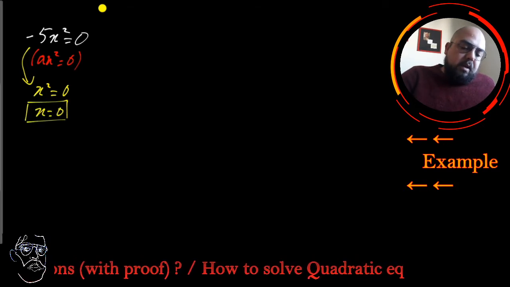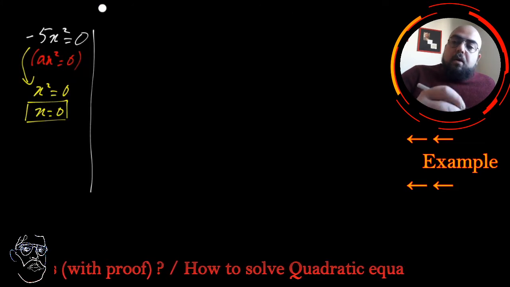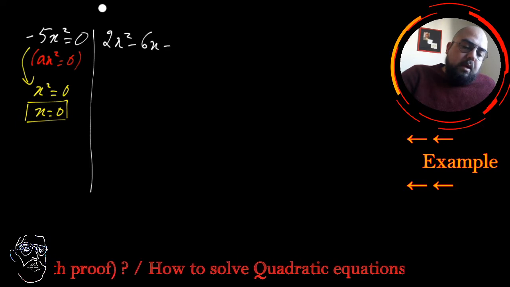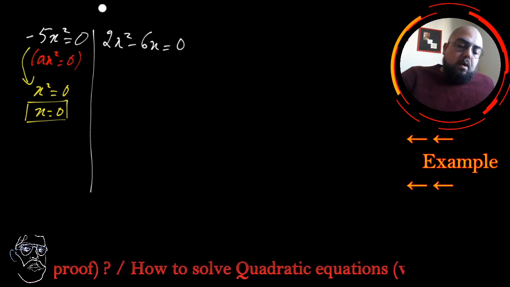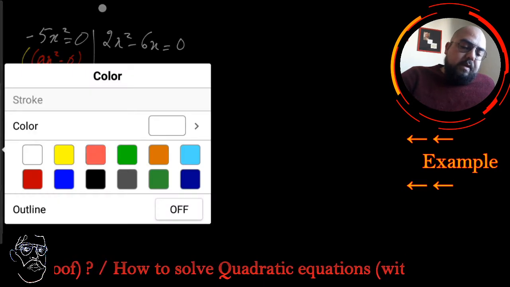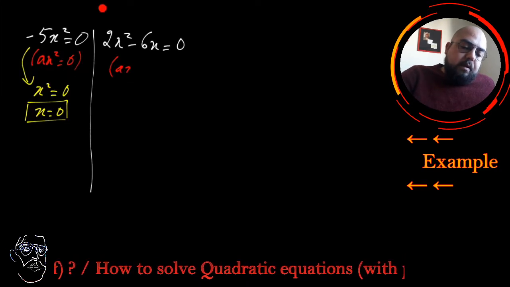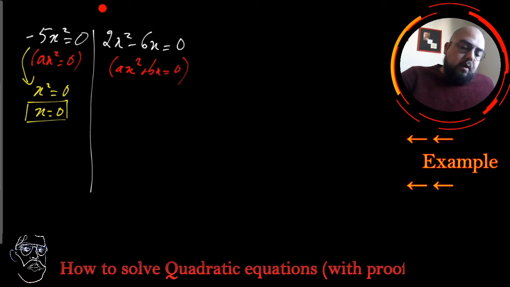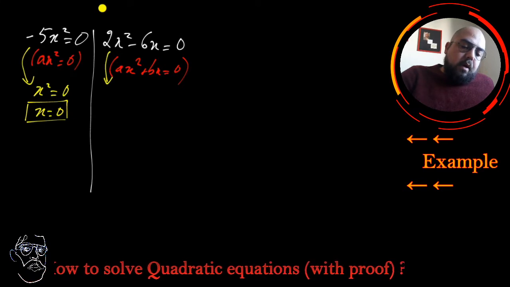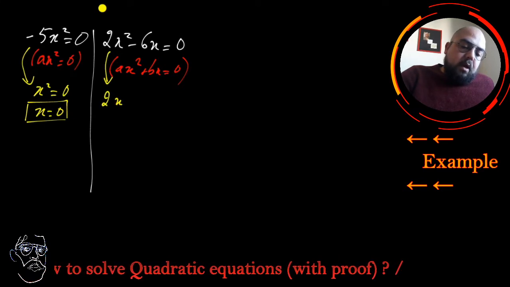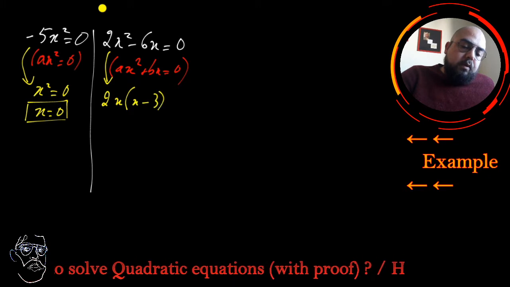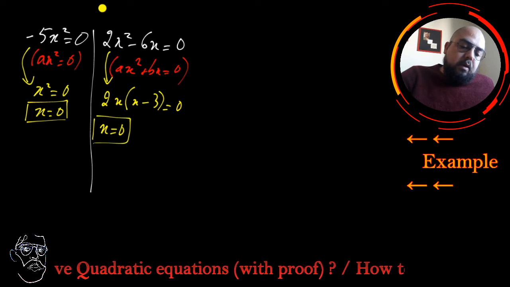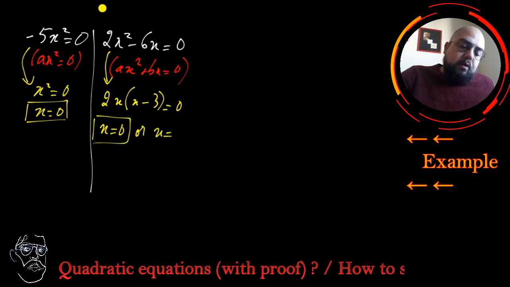Now, what about the second form? I have 2x squared minus 6x is equal to 0. In this case, we have the similar form of ax squared plus bx is equal to 0. How do I solve? Again, I have 2x as a common factor. 2x times x minus 3 is equal to 0. So one of the roots is x is equal to 0. The second one, x is equal to 3.